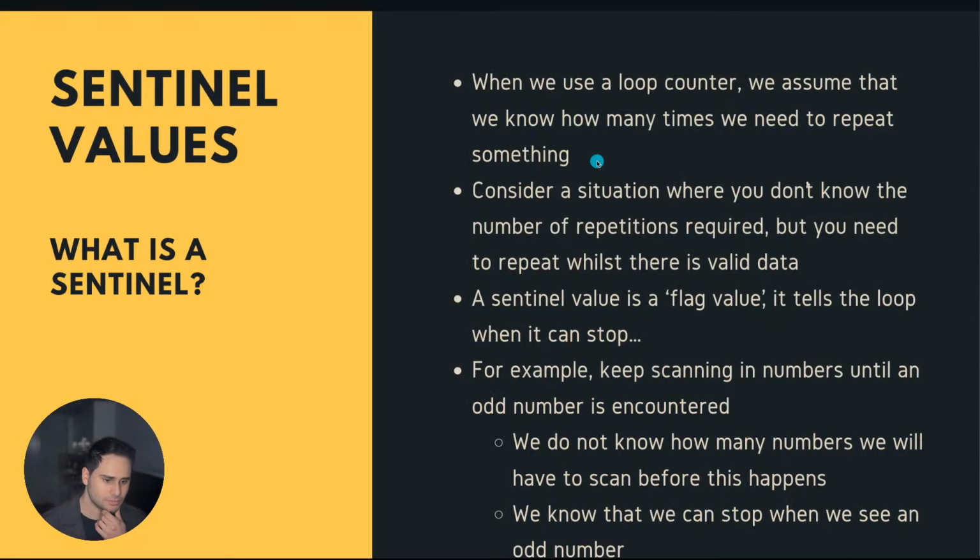But sometimes we don't know how many times we need to do something in a loop. We don't know when we'll be finished. We know what finished looks like, but we don't know how many times it'll take to get there. So the way we can solve this problem is by using a sentinel value, or a flag value, which is what I've heard them called more often.